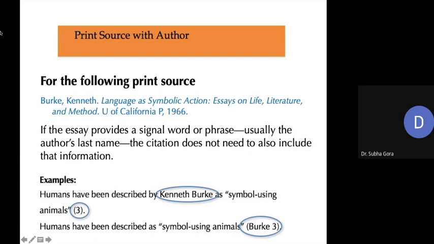And they must correspond to an entry which begins with the same word. If you look at the following example given here, Work would be the first thing that appears on the left-hand margin of any entry if you go through the works cited list, right?